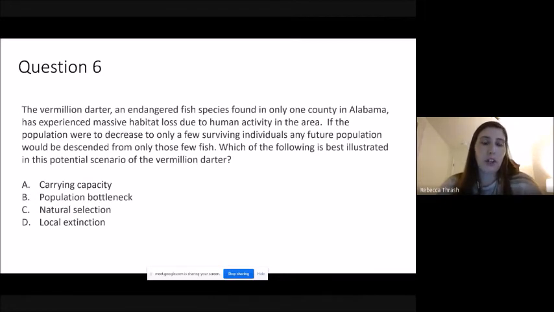The vermilion darter, an endangered fish species found in only one county in Alabama, has experienced massive habitat loss due to human activity in the area.